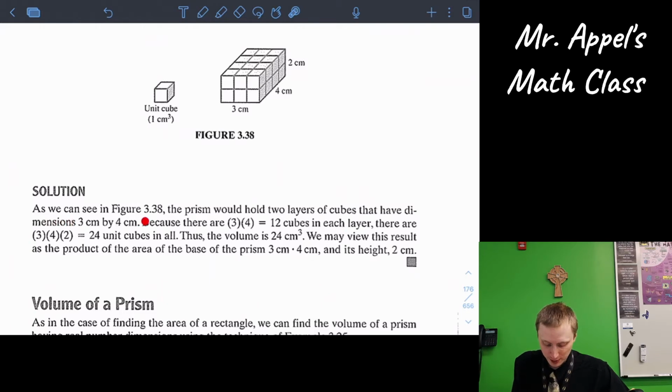So as we can see in figure 338, the prism would hold 2 layers of cubes that have dimensions 3 by 4, 3 across, 4 deep. Because there are 3 times 4, 12 cubes in each layer, there are 3 times 4 times 2, or 24 unit cubes in all. Thus, the volume is 24 centimeters cubed. Notice now we are dealing with a three-dimensional measure. Our units are to the power of 3. We may view this result as the product of the area of the base of the prism, 3 by 4, and its height, 2 centimeters.